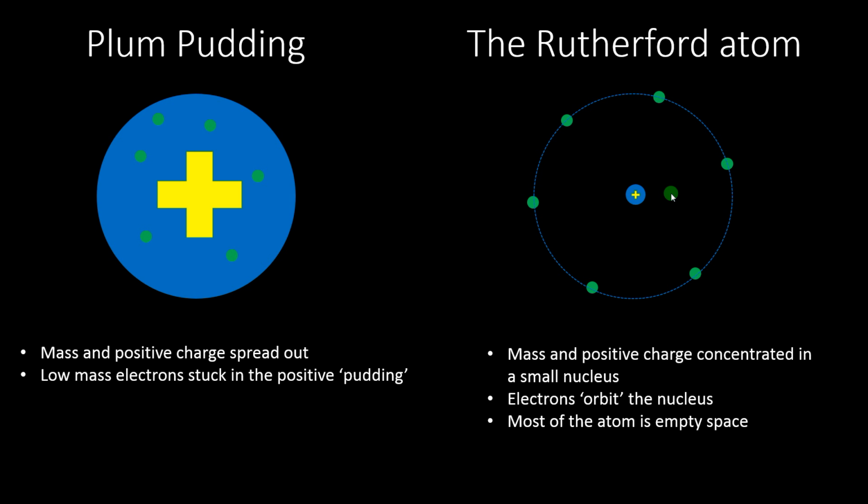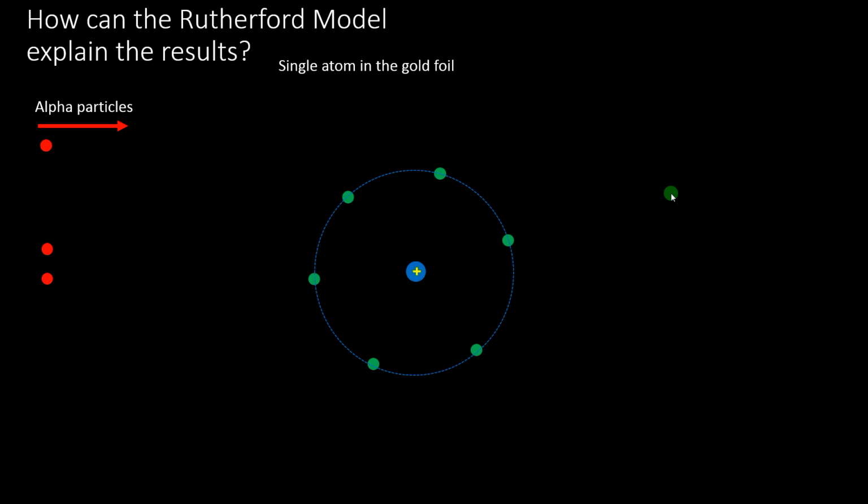So that's his new model, but we need to make sure we can understand how that new model does explain the results of his experiment. So to do that, we look at alpha particles coming in towards a single atom. Now in the real foil, obviously there's lots and lots of atoms, but you can get an idea of what's going to happen just by looking at one atom.